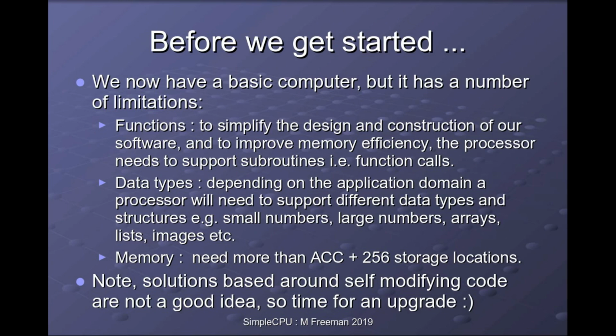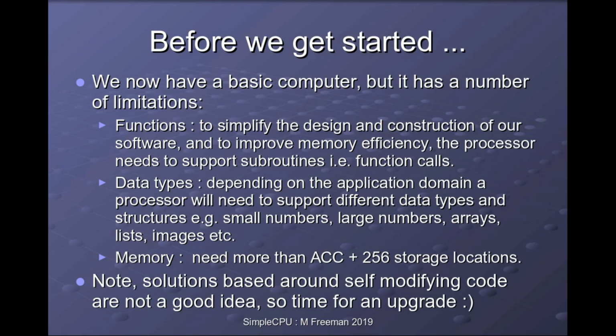We also need to consider the types of data we'll be processing. The simple CPU is an 8-bit machine, and for most of the stuff we've been doing, that's been fine. Representing numbers from 0 to 255 gave us a sufficient range for most tasks. But as soon as you start to look at real-world applications, that number range is just too small. For example, image processing, where you've got thousands of pixels in an image, you need to identify them. You need to represent larger numbers.